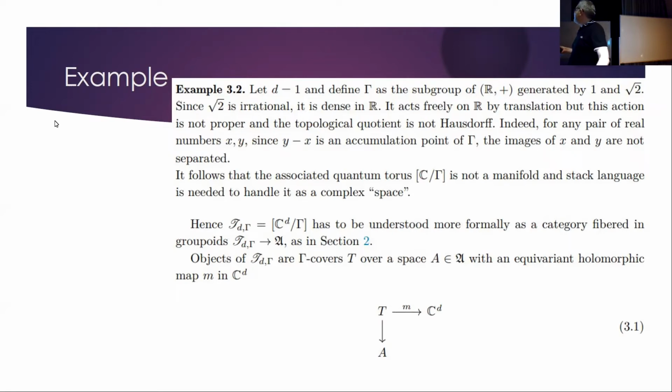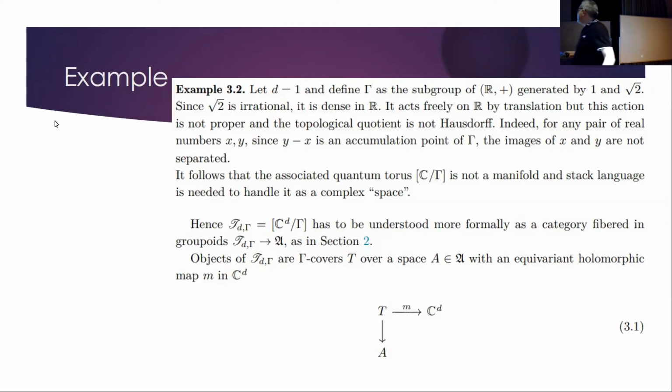Take D equals 1, and define gamma as the subgroup generated by 1, and H bar equal to square root of 2. Just take H bar equal to square root of 2, irrational. So since square root of 2 is irrational, it acts freely on R by translation, and it's not proper, and the topological quotient is not Hausdorff. So the action is not separated. This is not a manifold.